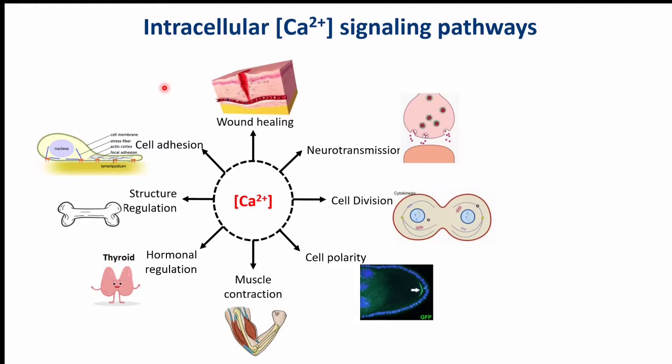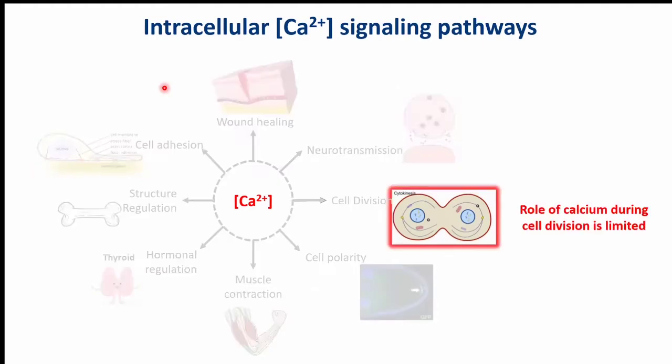But our lab focuses on the role of calcium during cell division, as there is very limited knowledge on it. Misregulation of calcium homeostasis, or calcium imbalance in the cell, may cause uncontrolled cell proliferation and hence cancer. One of the classical features of cancer is uncontrolled cell division. So we are interested in studying the role of calcium during cell division, as the knowledge is very limited.